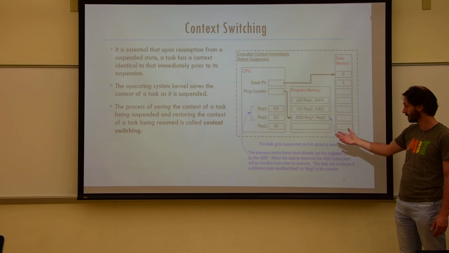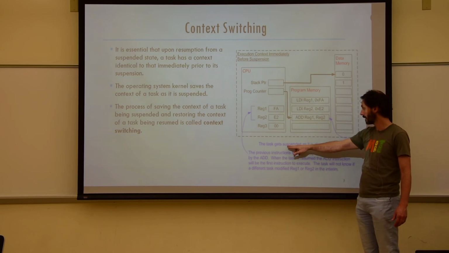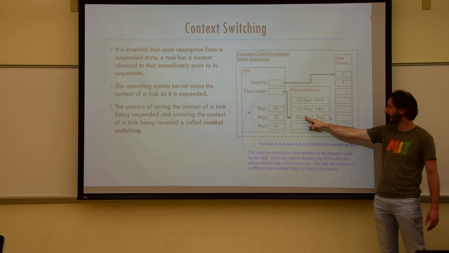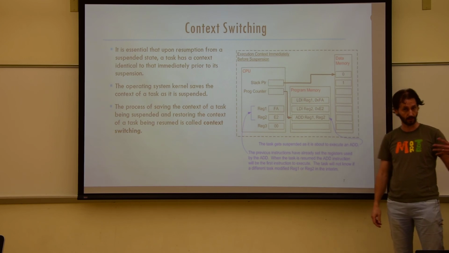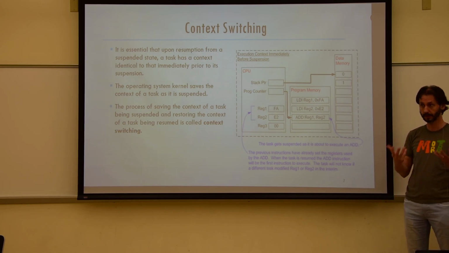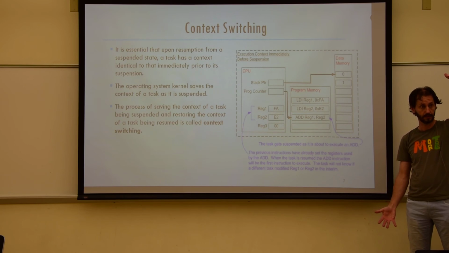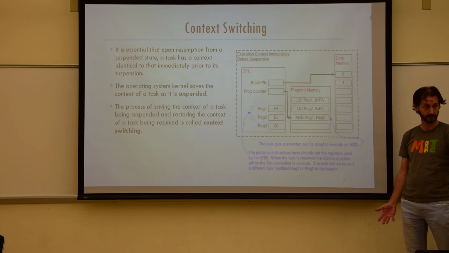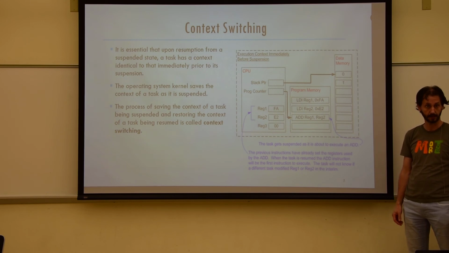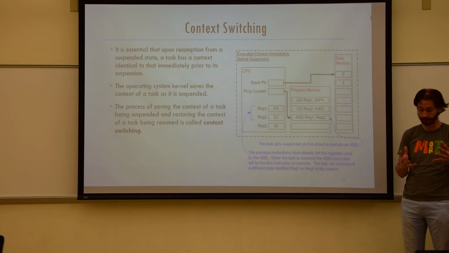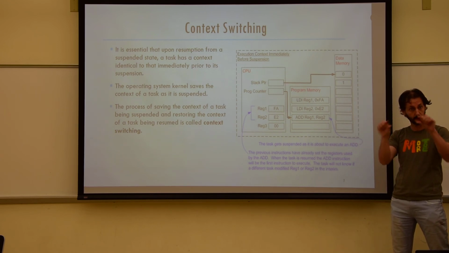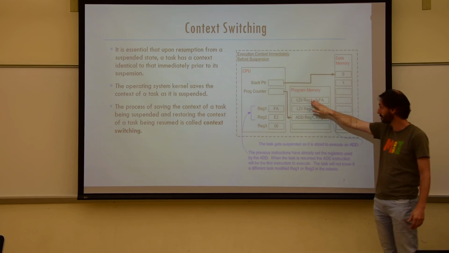So take this example here. Say that the task gets suspended as it is about to execute an add. So this is assembly, right? Because, I hope you remember, all your C code is compiled, linked with libraries and all that. It's compiled into assembly code. If you open up the actual binaries in your editor, you will see all the assembly code appearing, and you can interpret it.